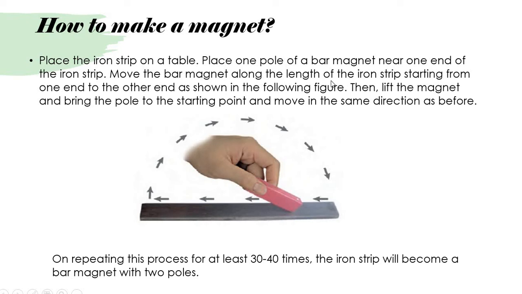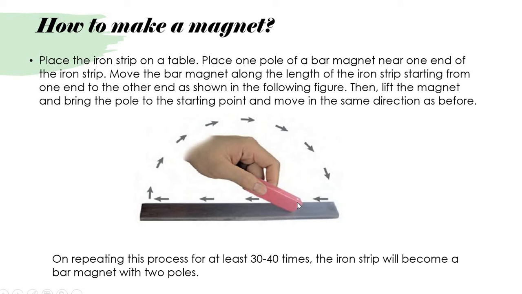Move the bar magnet along the length of the iron strip, starting from one end to the other end, as shown in the following picture. What we have to do is move this bar magnet from one end of this iron strip to the other end. As you can see, this is the arrow mark. From here to the other one, we have to move it by touching this iron strip.